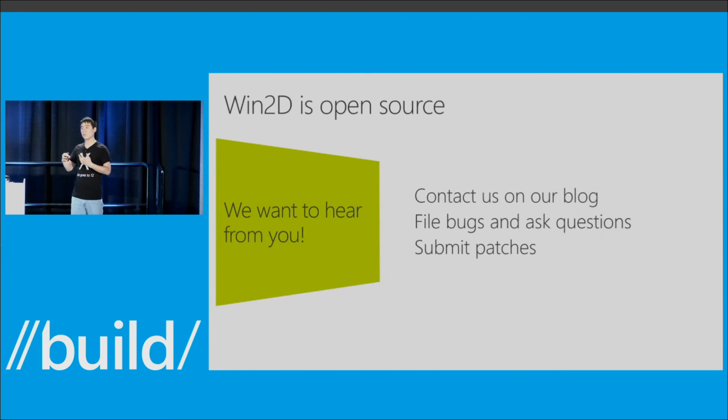So with Win2D, we want to engage strongly with our developer community. We want this to be a two-way conversation. We want you to send comments on our blog. If you have any questions or you found bugs and problems, we want you to file issues on GitHub. If you have bug fixes or new things you want to add to Win2D, submit a patch. We have a contributor agreement, very quick to sign. We want to know what you guys think. Tell us what you like. Tell us what's hard. Tell us what kind of scenarios you want to be able to do in Win2D. We've built this API for you, and it really depends on what you guys think about it.